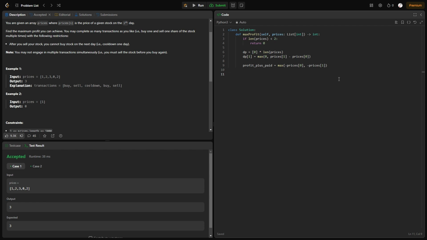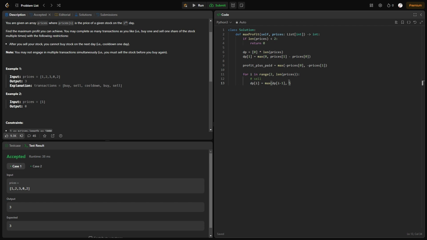So now we can do a for loop, so for I in range starting from the second index all the way until len prices. So basically for every day that we haven't covered yet, since we covered dp0 and dp1. So for the remaining days, first of all, we have the option of selling the stock, since we already paid for it with profit plus paid. So to sell the stock, dpi is equal to the maximum of dpi minus 1. So this is equivalent to us doing nothing. We just don't sell the stock here.